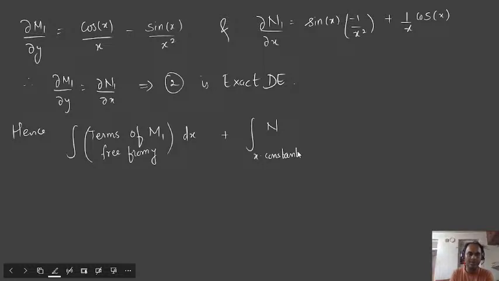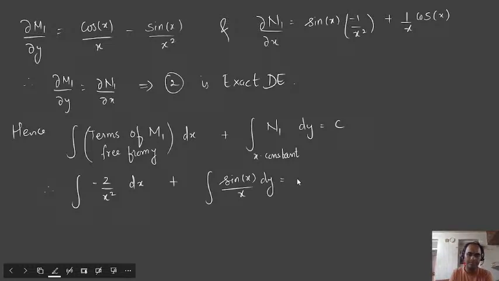This version is an easy version over here. That is why here this will be helpful. So what happens in this case, M1 terms that are free from y is only minus 2 over x square. So minus 2 over x square we integrate with dx. This is doable. And here we have to treat x constant. So terms of N1, here they are sin x over x. Now everything is constant, so you don't have to worry.